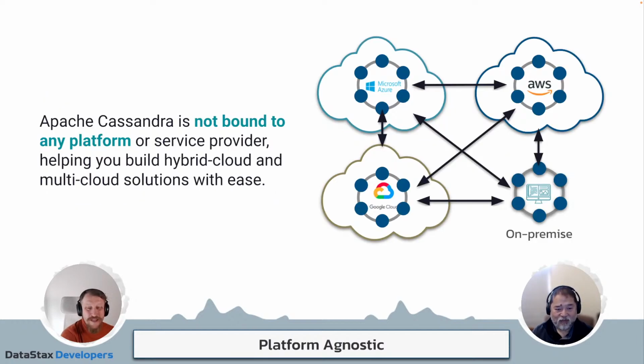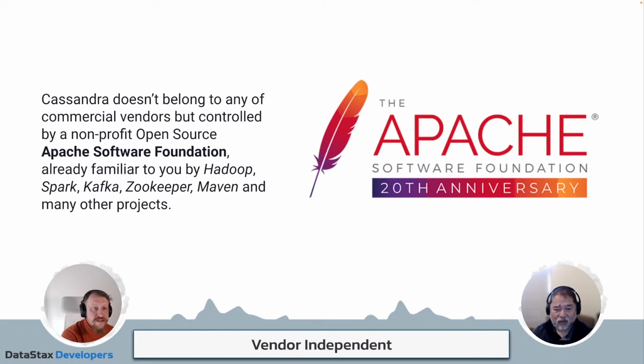So I mentioned already, Cassandra is not bound to any platform or service provider. Even running it with Astra DB, you can choose Google Cloud or AWS or Microsoft Azure. You will see it very soon with David. But you can also run it on premises with open source Apache Cassandra. And it's vendor independent and it's controlled by Apache Software Foundation. If you know Hadoop or Spark or Kafka or Maven, if you do Java, you know Maven, that's for sure. It's all Apache Software Foundation projects, as many dozens, actually hundreds of others.